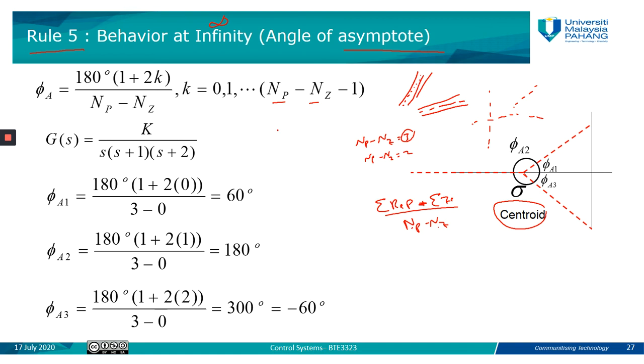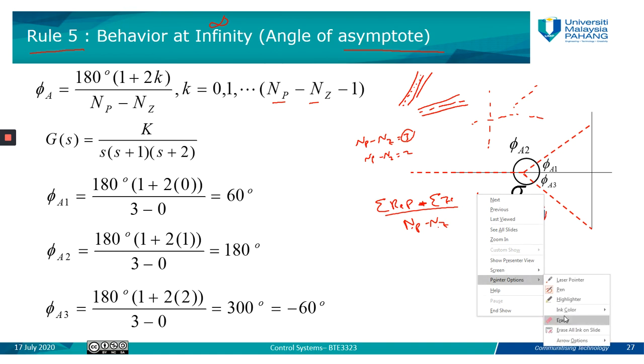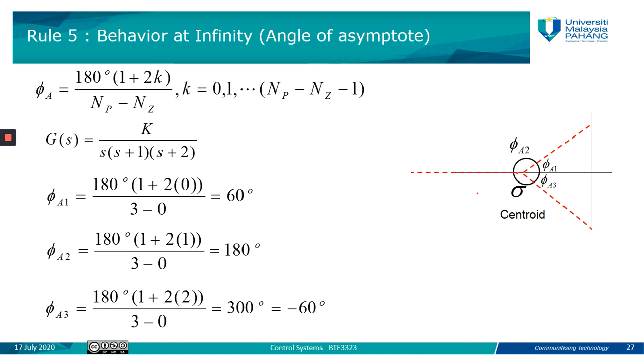Okay, the angle of the asymptote. As you can see here from this drawing, the asymptote has an angle with the real axis. These angles are phi a1, phi a2, and phi a3. So we have 3 angles, since we have 3 asymptotes. In order to find the angles phi a1, phi a2, and phi a3, we need to apply this formula here.